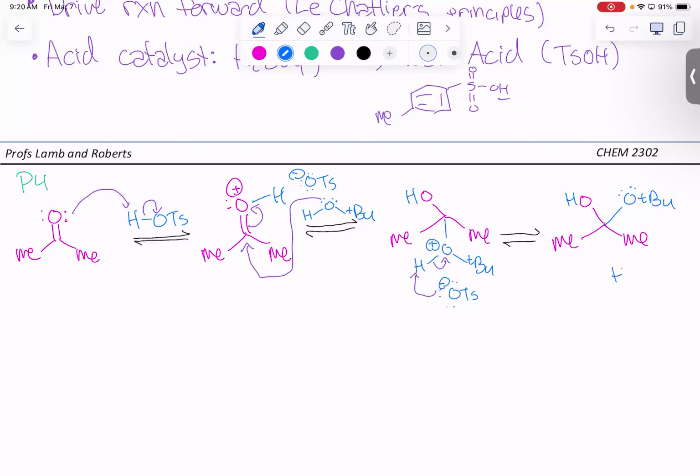And let's draw in our tosic acid to recall that we've reformed it. So truly, this means this is a catalyst. We haven't used this up anywhere. We've gone ahead and regenerated this catalyst. All right, so now we have a couple of options.